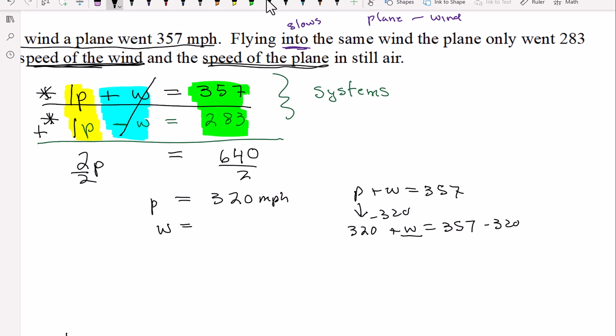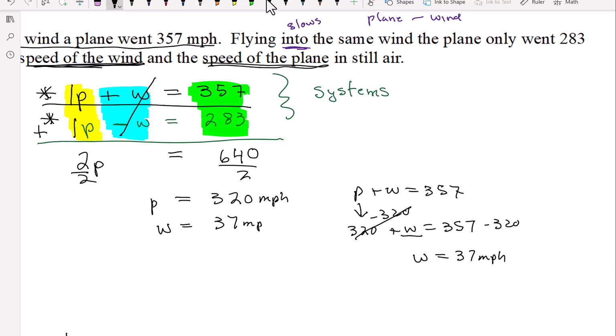Again, when I'm talking to you like you're a student, that's not my intention. I know that you know this stuff. I'm just kind of modeling what I would explain. And so it looks like the wind was moving at a rate of 37 miles per hour.